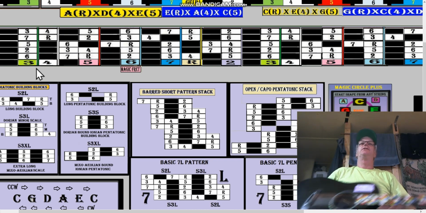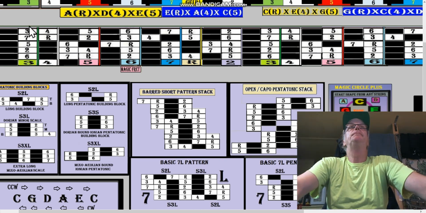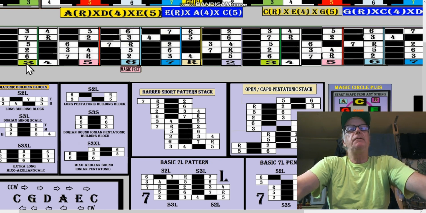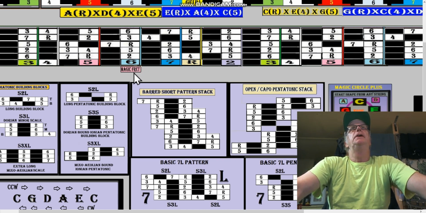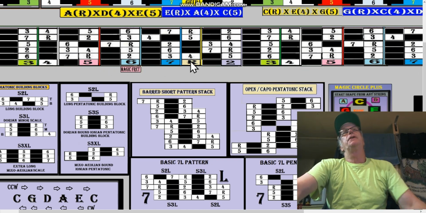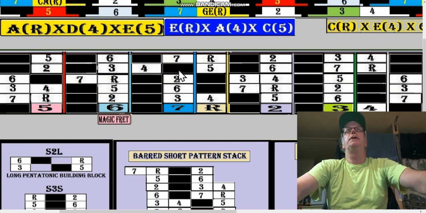The interesting thing about the tuning fret, which is the open fret in the normal guitar fretboard. In the key of C, the tuning fret and the magic fret right here share properties, as do all frets. All frets on the guitar have a fourth, a fourth, a fourth, a third, and a fourth. Okay?